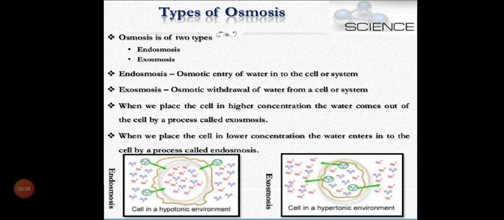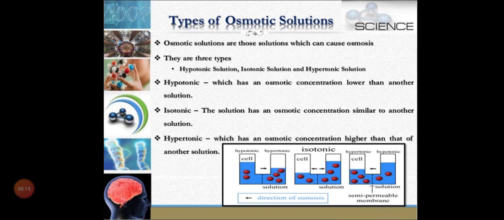Last class we saw what osmosis is and the types of osmosis, and today we'll see the types of osmotic solutions. We know what osmosis is. Osmosis means movement of water molecules, or any liquid. So, movement of liquid or water from its higher concentration to lower concentration through a semi-permeable membrane is called osmosis. Clear?